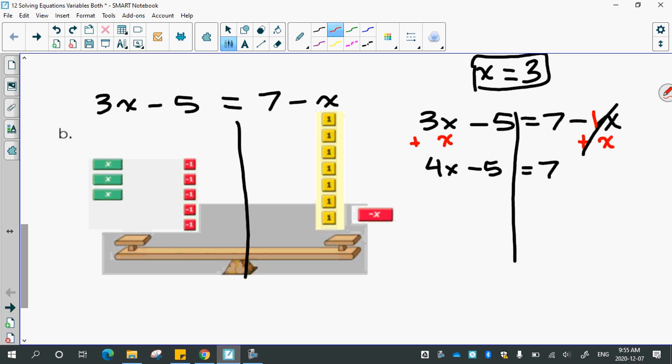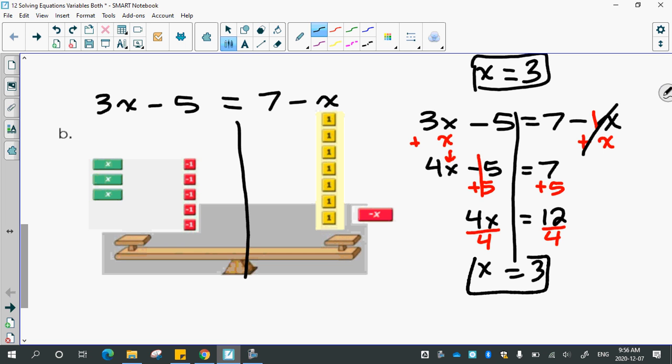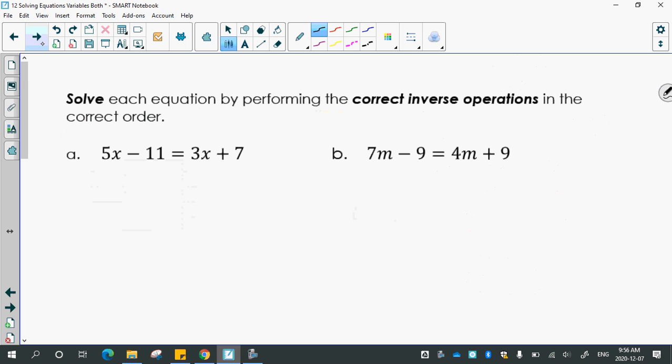So once you've got x onto just one side, the side with x is what tells you what to do, and you're going to use reverse FODMAP. So you want to undo the subtract 5 by adding 5 to both sides. Seven plus 5 is 12. And then you want to undo the multiply by 4 by dividing by 4. And you get x equal to 3. Make sense? Okay, so we've added that extra step where the first step is to get the x onto just one side only. So solve each equation by performing the correct inverse operations in the correct order.